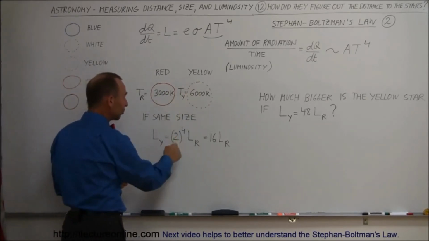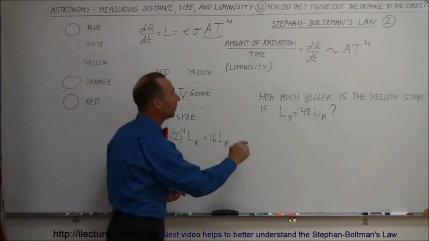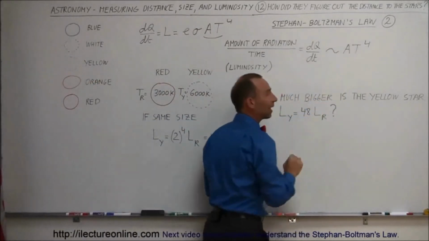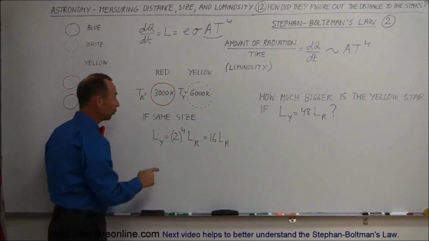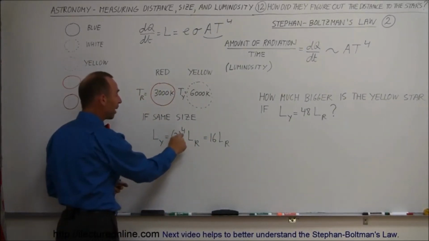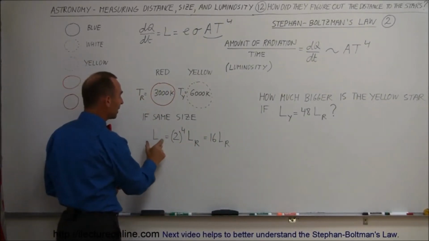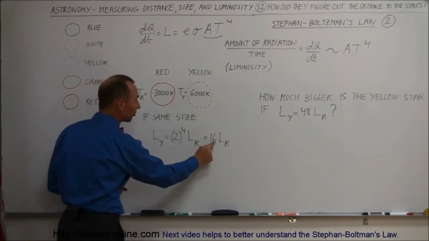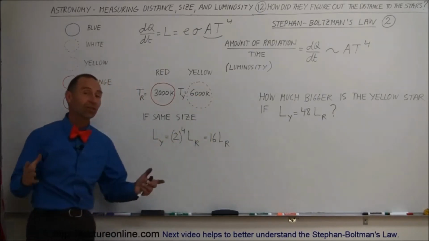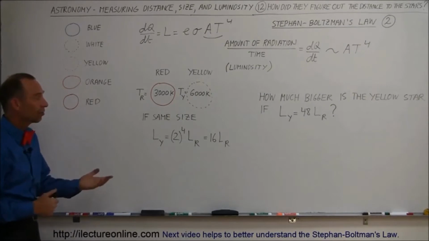But if the ratio of the temperature is 2, I take 2 to the 4th power because that's what it says right here. The proportionality is temperature to the 4th power. So if it's twice as hot, I take 2 to the 4th power. That means I would expect the yellow star, the hotter star, to put out 16 times as much radiation or 16 times the luminosity of the red star.